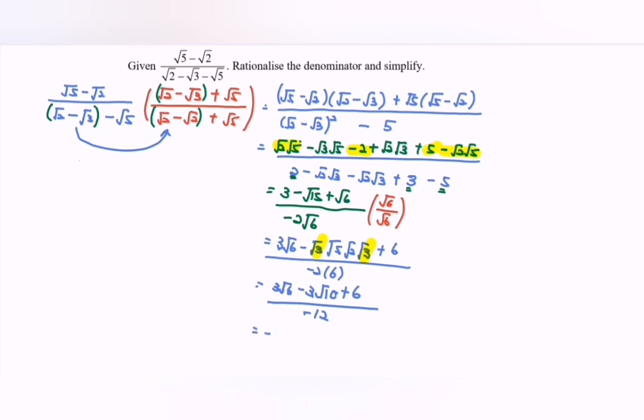So rewrite the situation. So here we have negative 3 over 12. Then we will have square root of 6 over the 4, and then plus the square root of 10 over the 4, and then minus 1 over 2. So that is the situation for the square root of 5 minus the square root of 2 over the square root of 2 minus the square root of 3 minus the square root of 5.